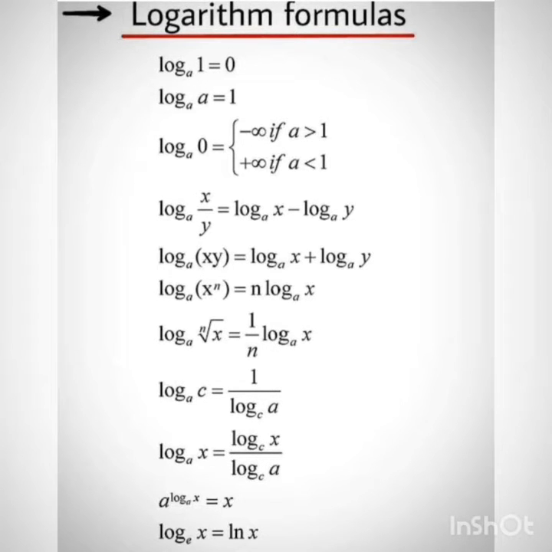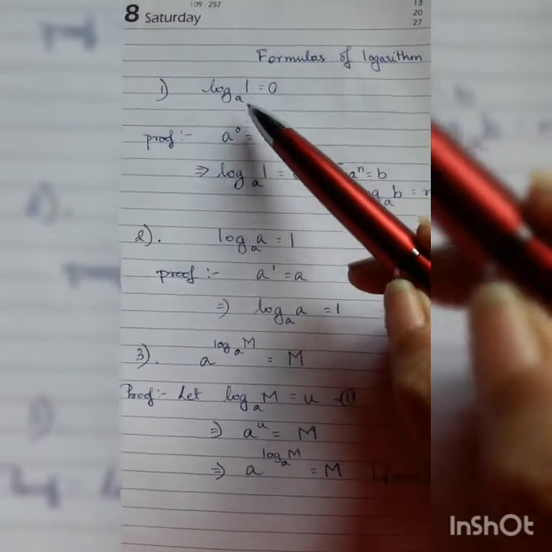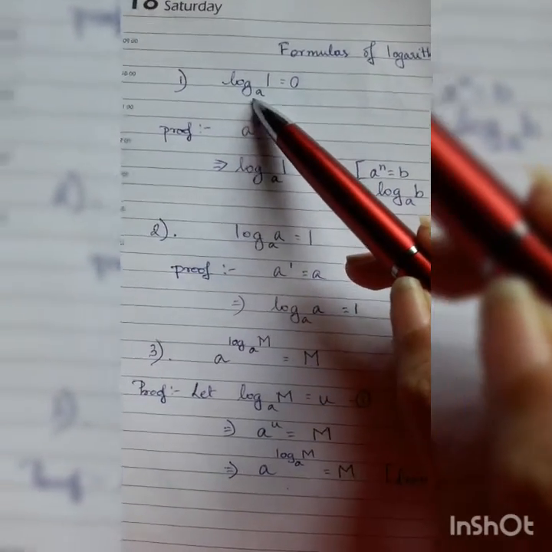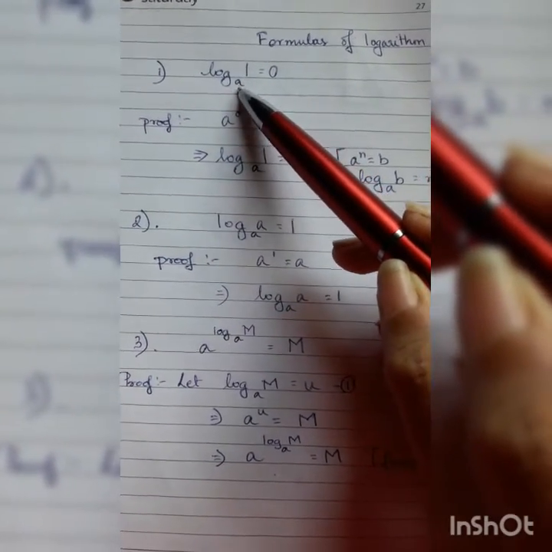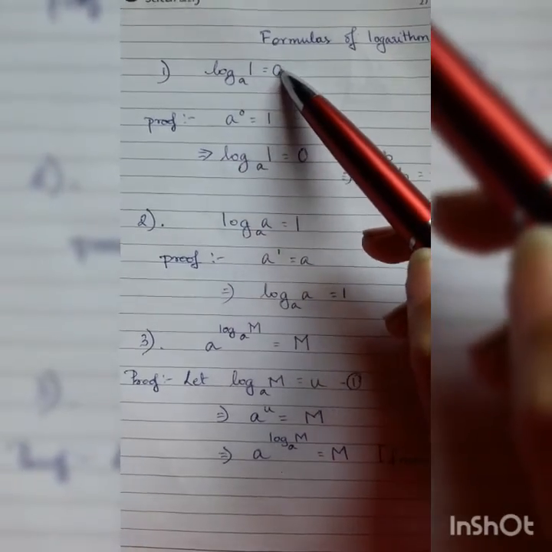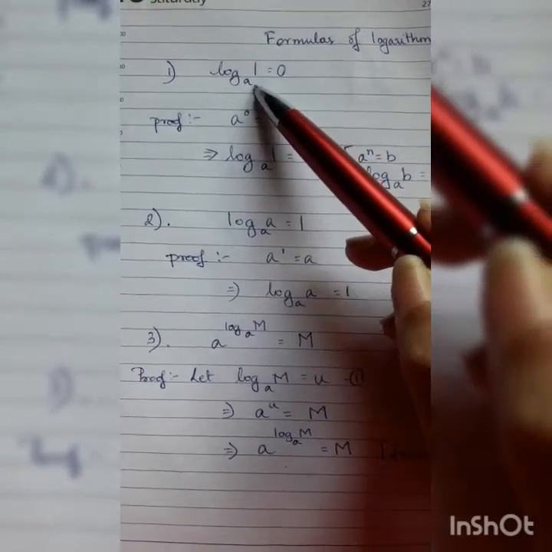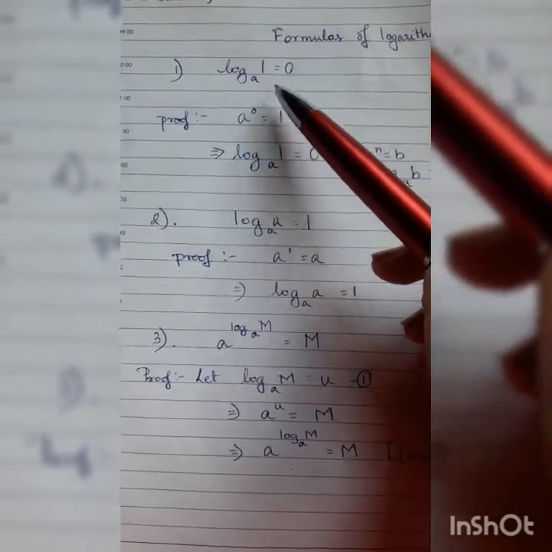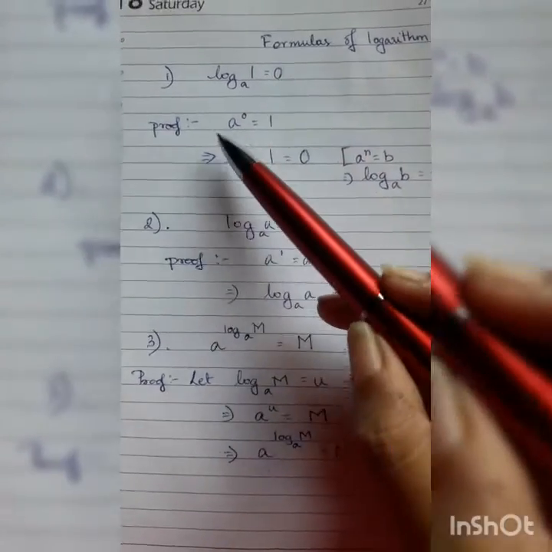So let's begin. In our first formula we have log 1 to the base a equal to 0. Now how is this happening? Let us see the proof.